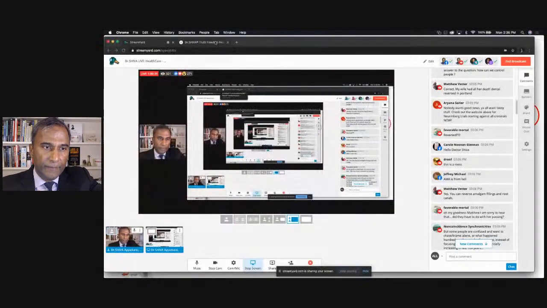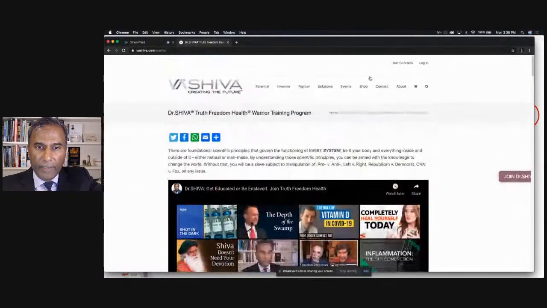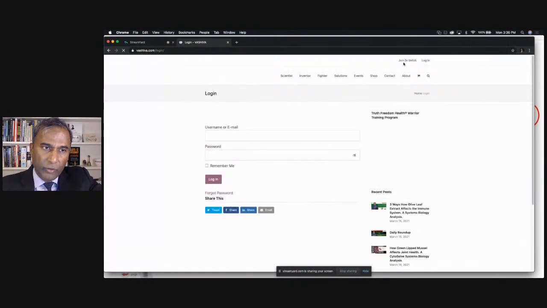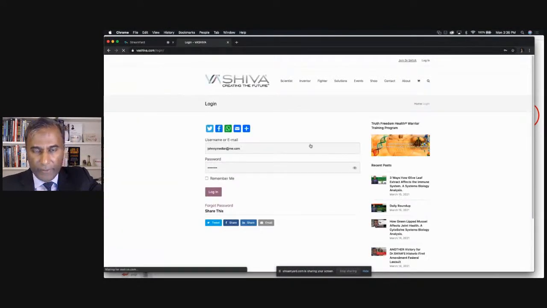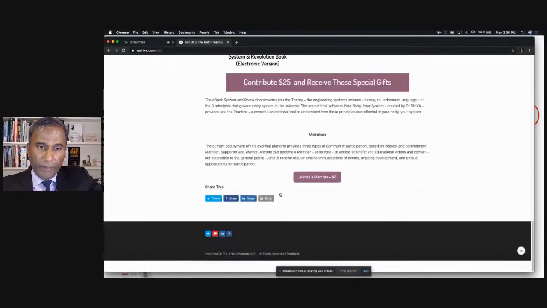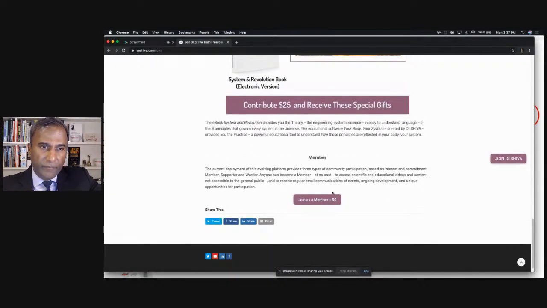Let me go right here. You can go right here and log in. First, you go into join, right? Let me just go here to join. In order to join, there are three different ways you can join. Number one, you can just join as a member. You don't have to contribute anything. It's open and you'll get access to certain tools.